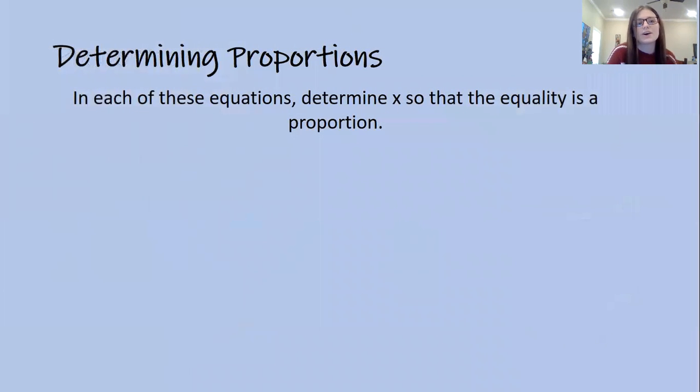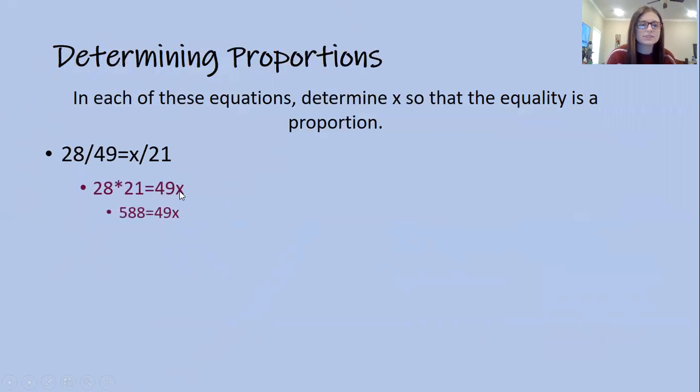So now we are going to talk about determining proportions. In each of these equations, we have to determine x so that the equality is a proportion. The first problem that we're going to do together is 28 over 49 equals x over 21. The first step that we have to do is cross multiply. So we do 28 times 21 equals 49 times x. 28 times 21 is equal to 588, and then we drop the 49x down with it.